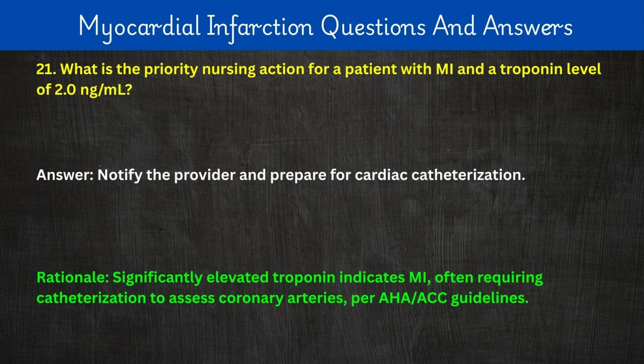21. What is the priority nursing action for a patient with MI and a troponin level of 2.0 nanograms per milliliter? Answer: notify the provider and prepare for cardiac catheterization. Rationale: significantly elevated troponin indicates MI, often requiring catheterization to assess coronary arteries, per AHA/ACC guidelines.